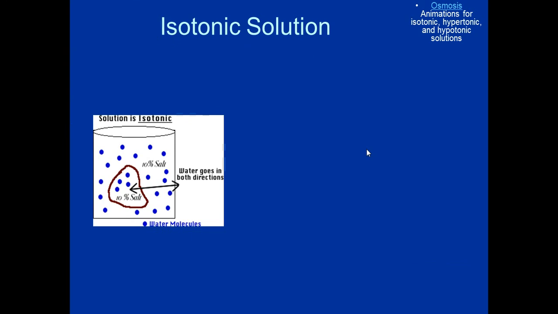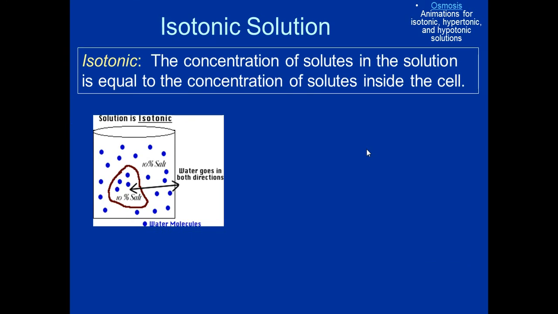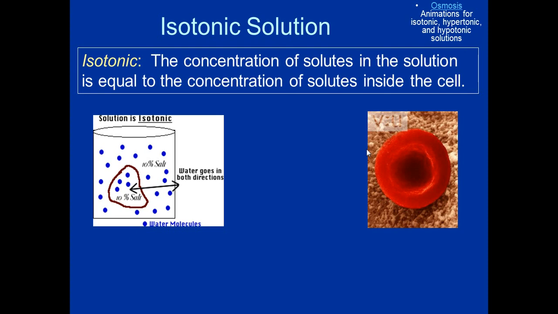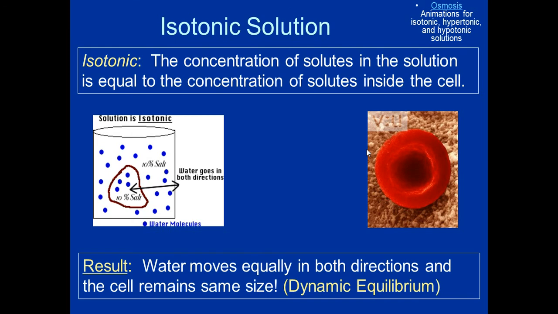An isotonic solution is where the salt levels are equal. And in this case, of course, nothing happens to the cell other than water continues to move back and forth in equal amounts. The cell would remain the same size, which is called dynamic equilibrium.